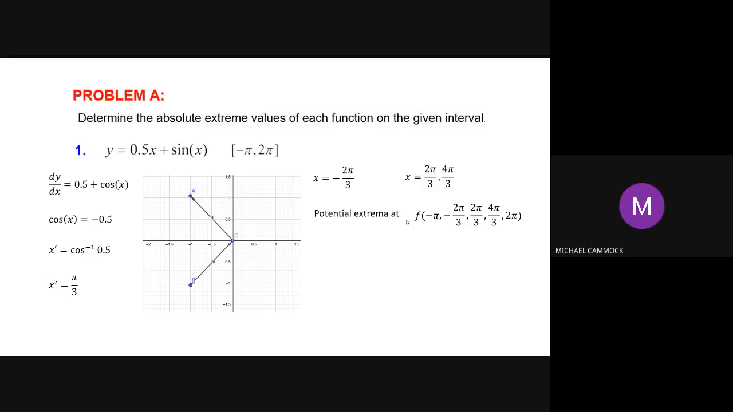So Ashley, you're there, right? Yes, I'm here. Okay, I'm going to ask you to put the minus pi into the function and tell us what you're getting for that.